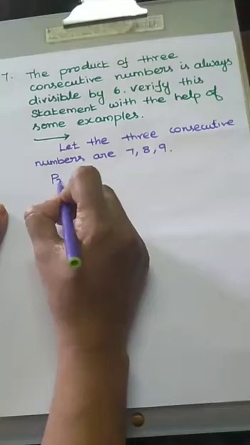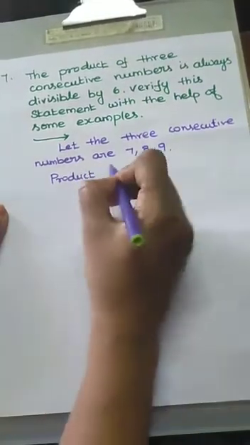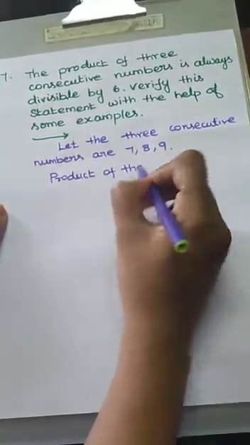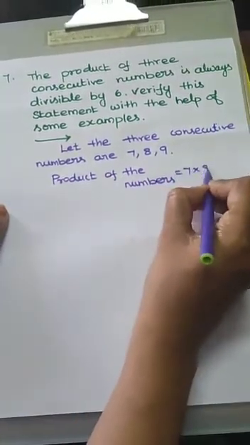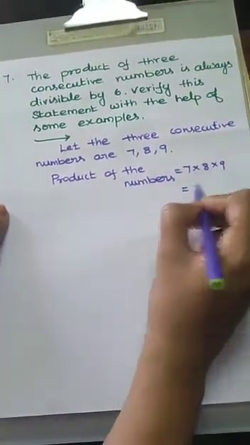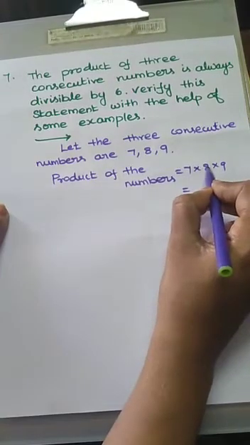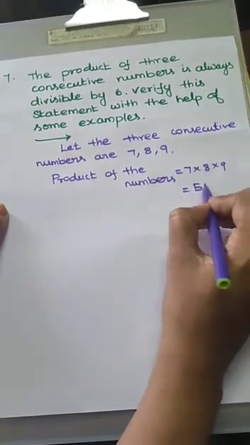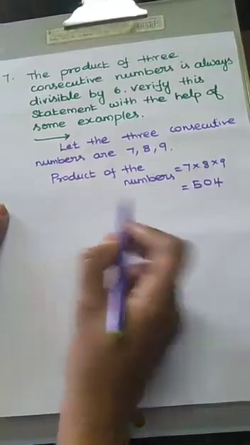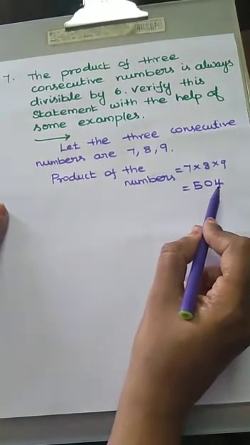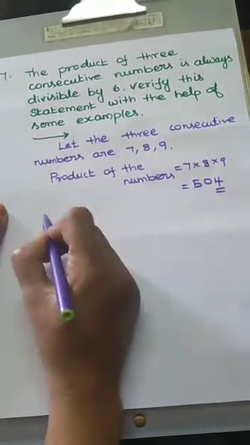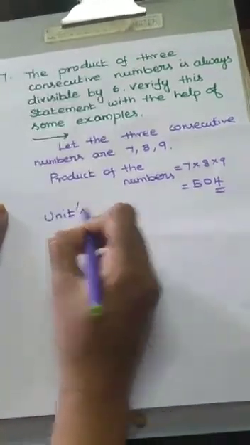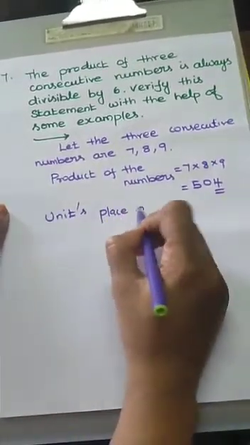The product of 3 consecutive numbers is always divisible by 6. So, we have to multiply the numbers. Product of the numbers is equal to 7 into 8 into 9. Okay. 9 8s are 72. 72 into 7 is 504. Now we have to check whether the number is divisible by 6 or not. Okay. First, what is the units place digit? That is 4.